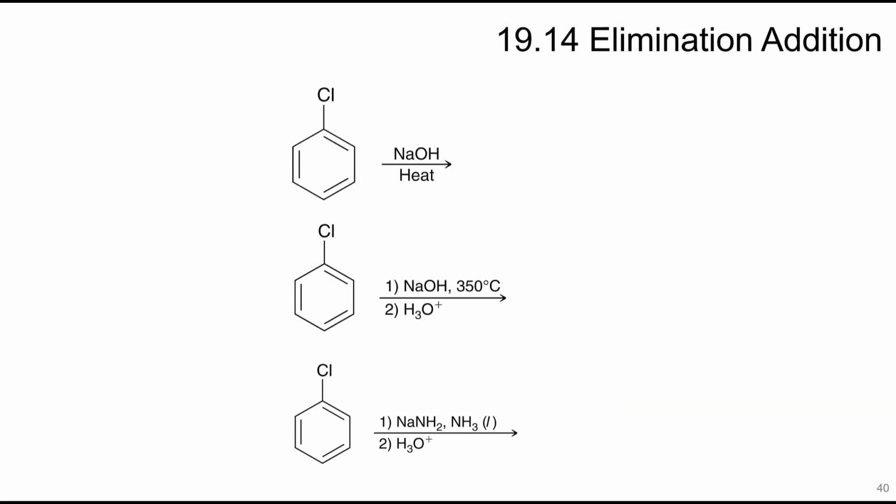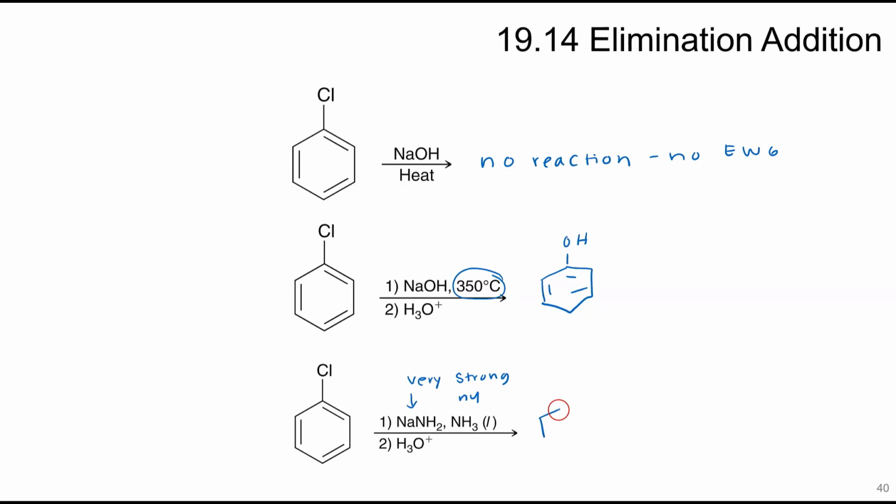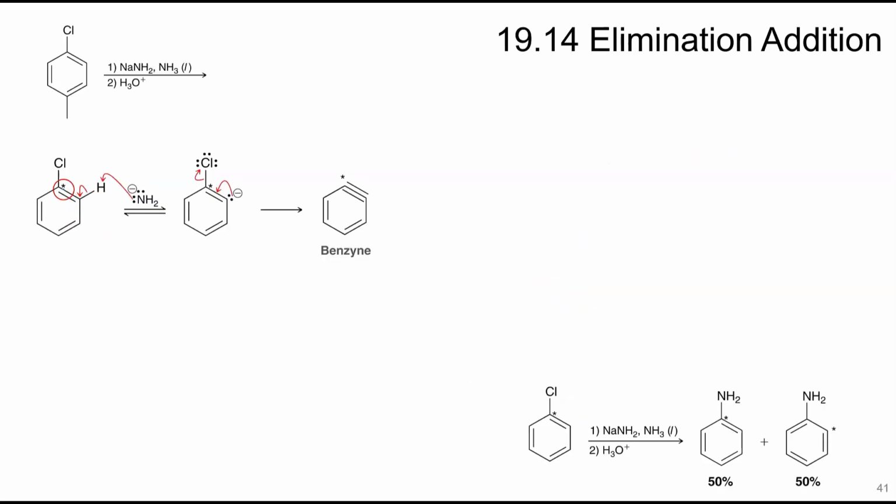So in this reaction, if you tried to do it with chlorobenzene and sodium hydroxide, this is no reaction because there is no electron withdrawing group. If you want to do this reaction without the electron withdrawing group, we have sodium hydroxide with extreme heat. So this is 350 degrees, and that will get you your phenol. Or you can use it with an extremely strong nucleophile. So this sodium amide will get you NH2.